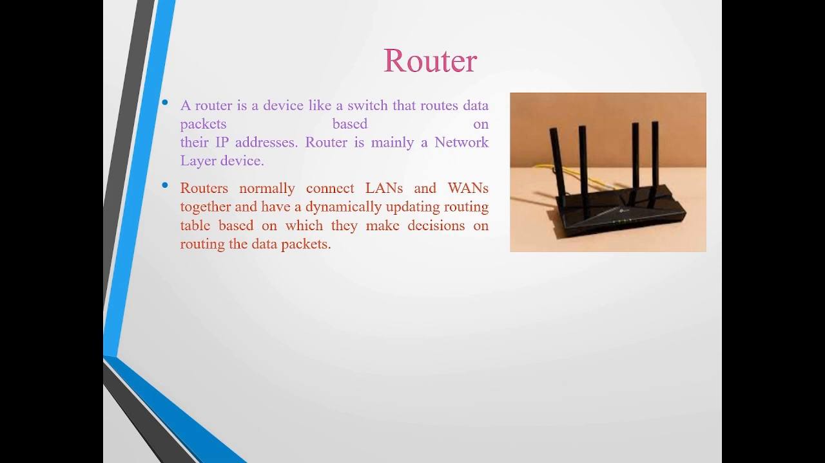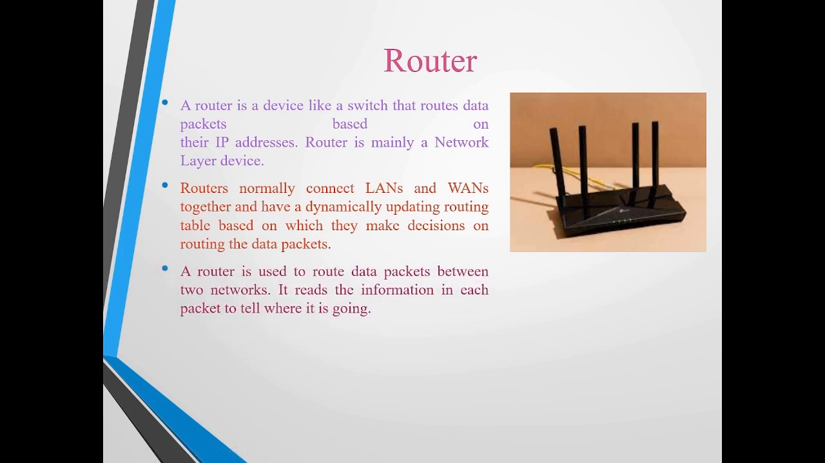So, router normally connects LANs and WANs together. Okay, so WAN means the outside network, right? And at home, I'm just creating a type of LAN network. That is why we say that router normally connects LANs and WANs together, right? And it has a dynamically updating routing table based on which it makes decisions on routing the data packets. So a router is used to route the data packets between two networks, right?